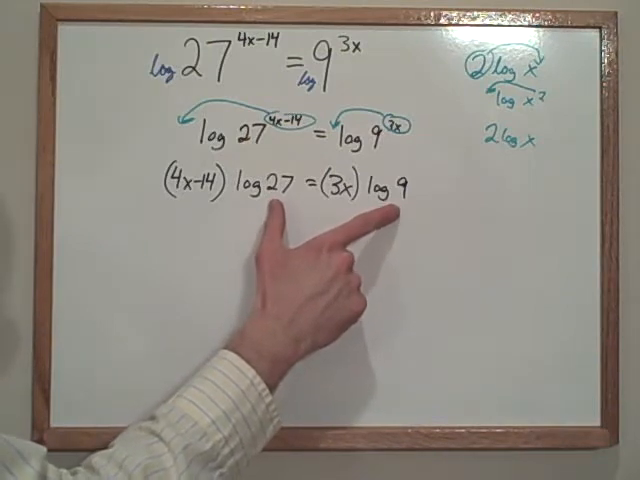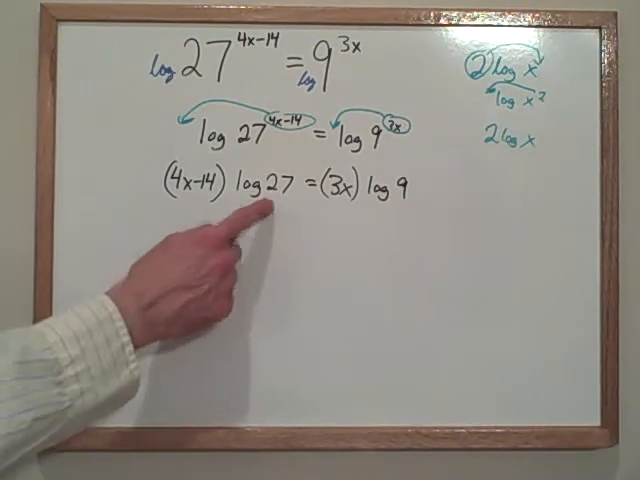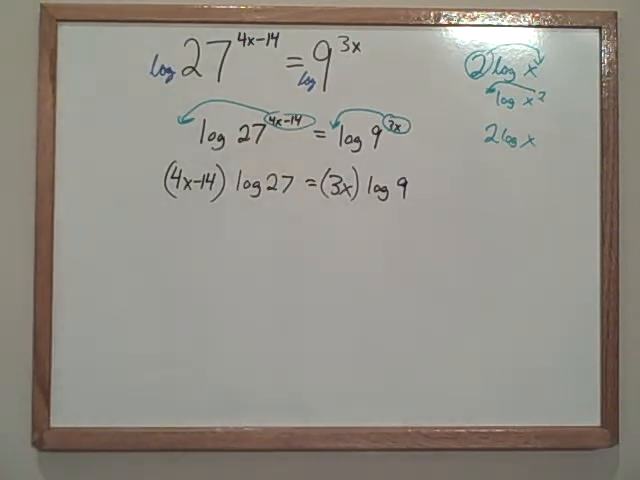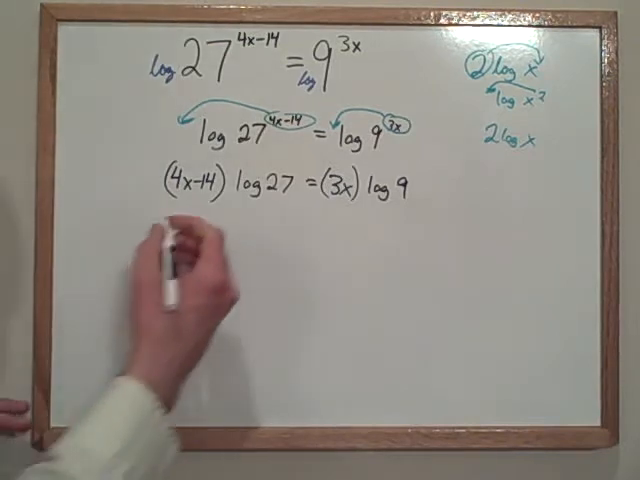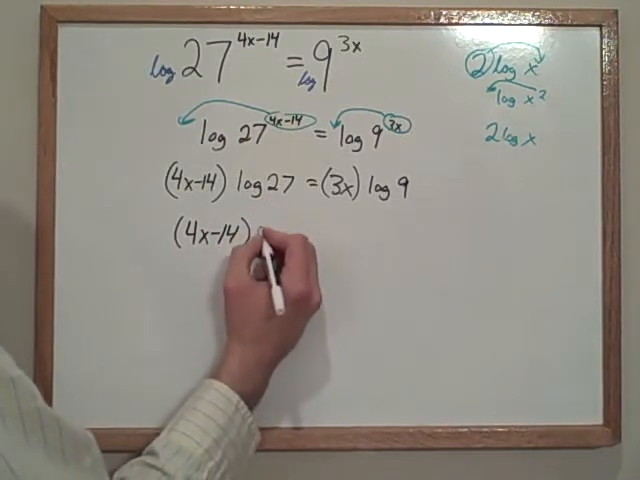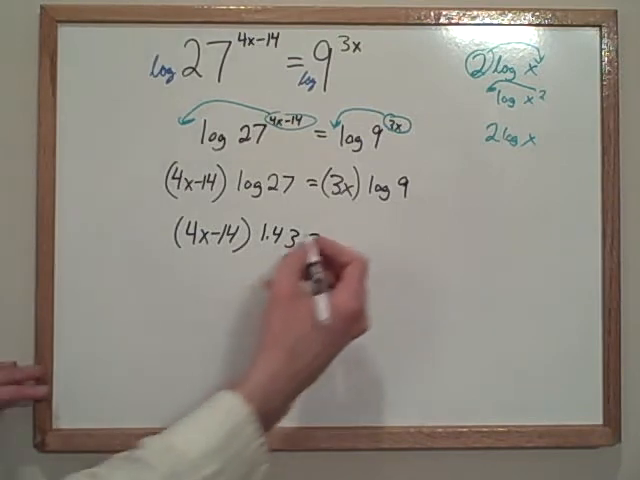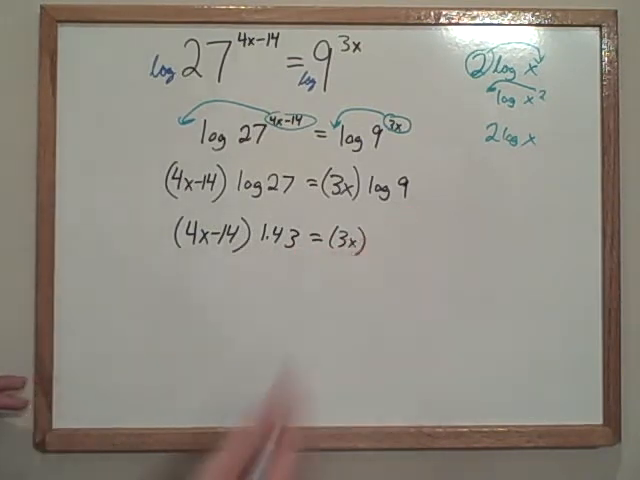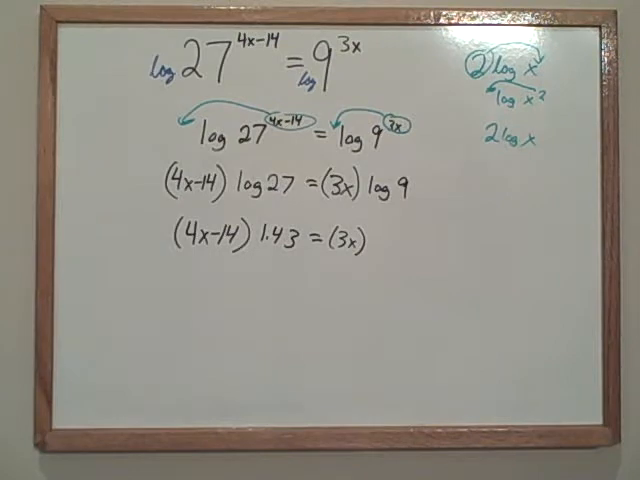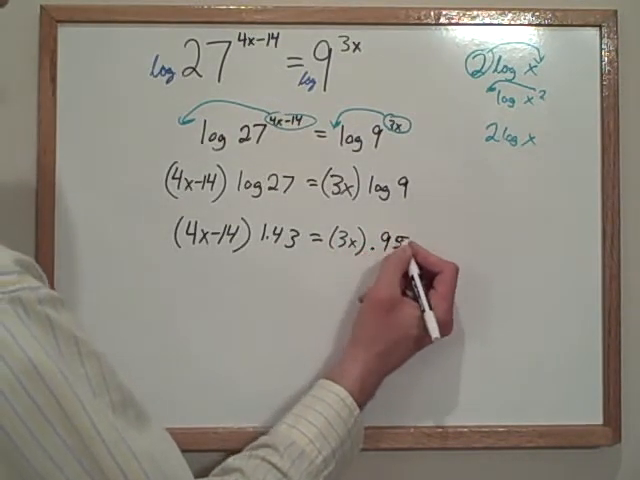We need to know what these values are. There's more than one way to do it, but I personally feel like that's the quickest one. So we're going to do that. Let's find out what the log of 27 is. So we type it in our calculator. I got 1.43. So we have 4x minus 14 times that value, and that ended up being 1.43. And that's equal to 3x times the log of 9. Log of 9 is 0.95. Now there's going to be a little bit of error because we've rounded, but that's okay.